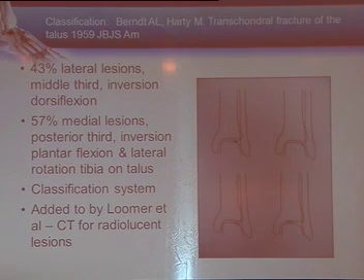So taking you through the Berndt-Harty classification, which I mentioned earlier, they described 43% of lateral lesions, mainly in the middle third, and they felt that these were associated with a history of an inversion and dorsiflexion injury. 57% of them were medial lesions, and they often occurred in the posteromedial aspect. And when they took a history, they felt that there was a large relationship between inversion and plantar flexion. That doesn't quite fit with what we've heard today. And then subsequently developed this classification, which you can see here. Loomer then also added to this classification in terms of using CT scans to look for radiolucent lesions on a plain film.